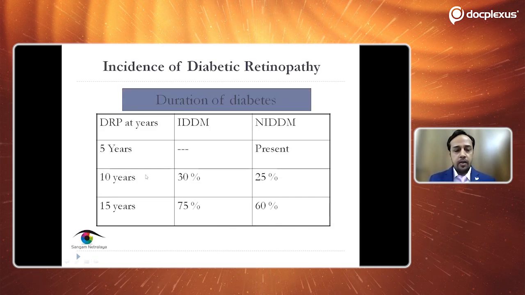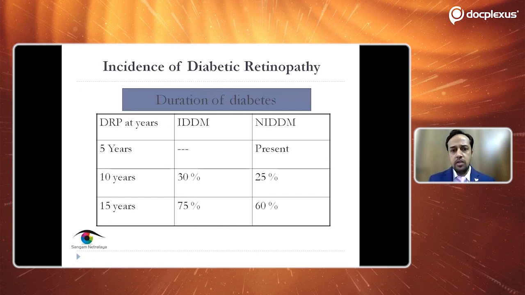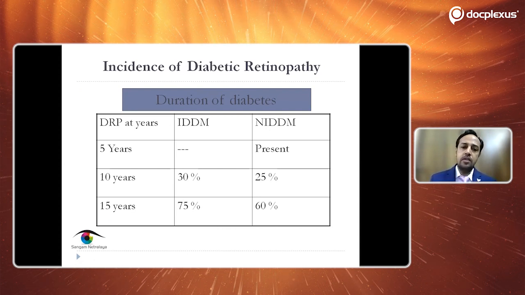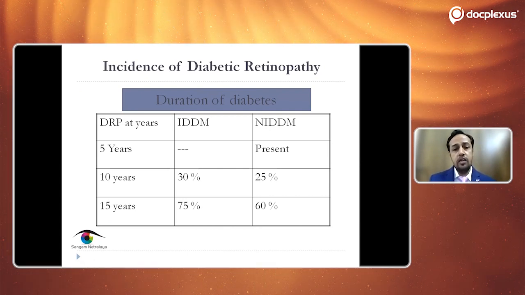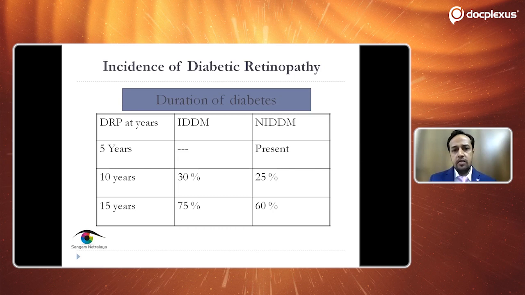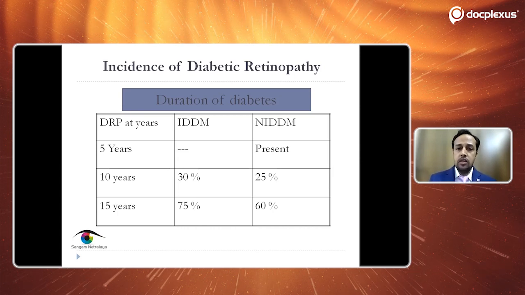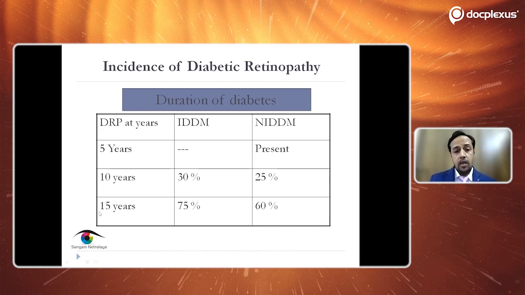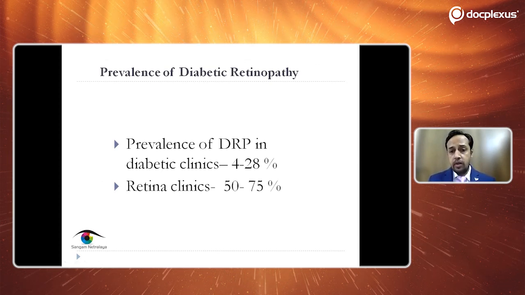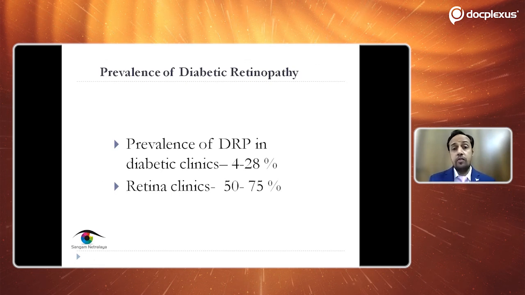If we look at the incidence of diabetic retinopathy, in insulin-dependent diabetes mellitus, usually at first examination and within 5 years, diabetic retinopathy does not develop. By 10 years, nearly 30% of IDDM patients develop diabetic retinopathy, and by 15 years, the incidence increases to 75%. As far as non-insulin dependent diabetes mellitus is concerned, at 5 years diabetic retinopathy can be present, at 10 years the incidence increases to 25%, and at 15 years it can increase to 60%. If we look at the prevalence of diabetic retinopathy, in various diabetic clinics it has been reported as varying from 4 to 28%, and in retina clinics, 50 to 75% prevalence of diabetic retinopathy is seen.